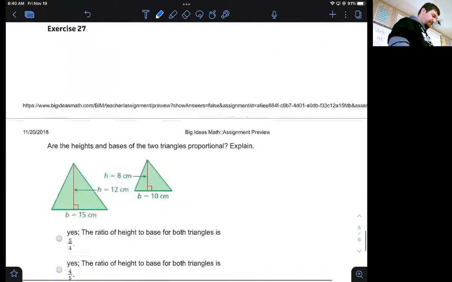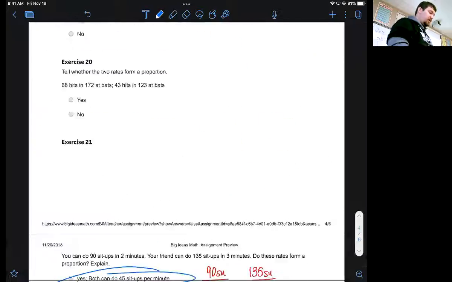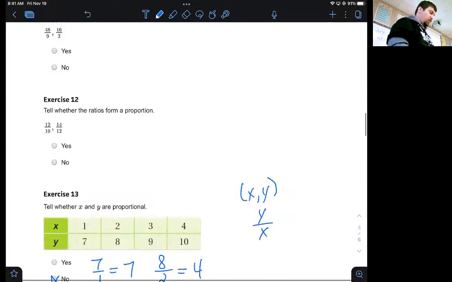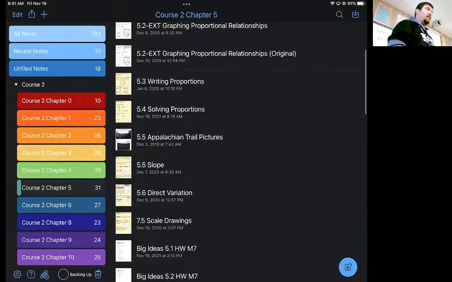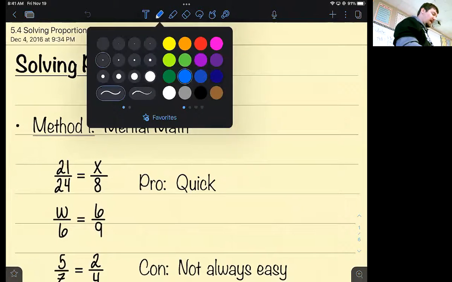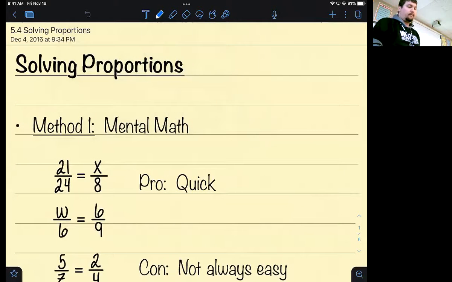Okay. If you have other questions on this homework, you can come ask me. And we're actually just going to move on to our lesson for today, which is section 5.4. Go ahead and download 5.4 off of Google Classroom. Give you a second to do that.